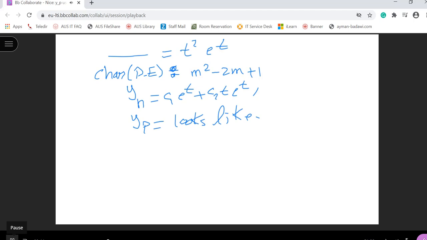My observation: let's try to use Laplace. Whenever you use Laplace, remember that I can assume initial conditions, and these initial conditions will never change my y particular. What will change is c1 and c2. Because y general equals y homogeneous plus y particular. If by changing my initial conditions y particular never changes, what will change is c1 and c2 in the homogeneous. So the easiest way: assume all the initial conditions are zero.